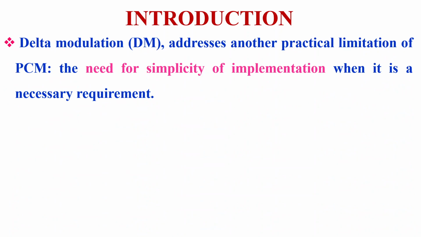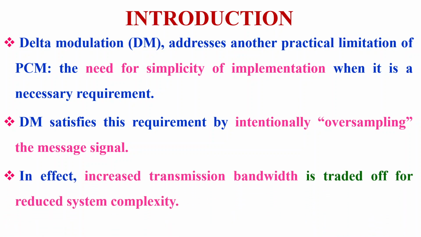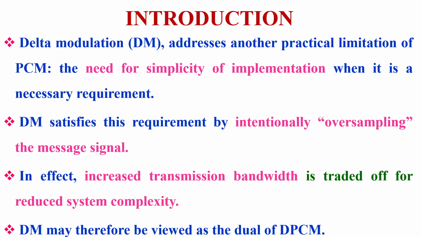When we modulate a digital signal with any modulation technique, the primary requirement is implementation of the system. So, the implementation should be as simple as possible. Delta modulation satisfies this by oversampling the message signal. Hence, the transmission bandwidth is effectively utilized in delta modulation. Thereby, it is considered as a dual of differential pulse code modulation.